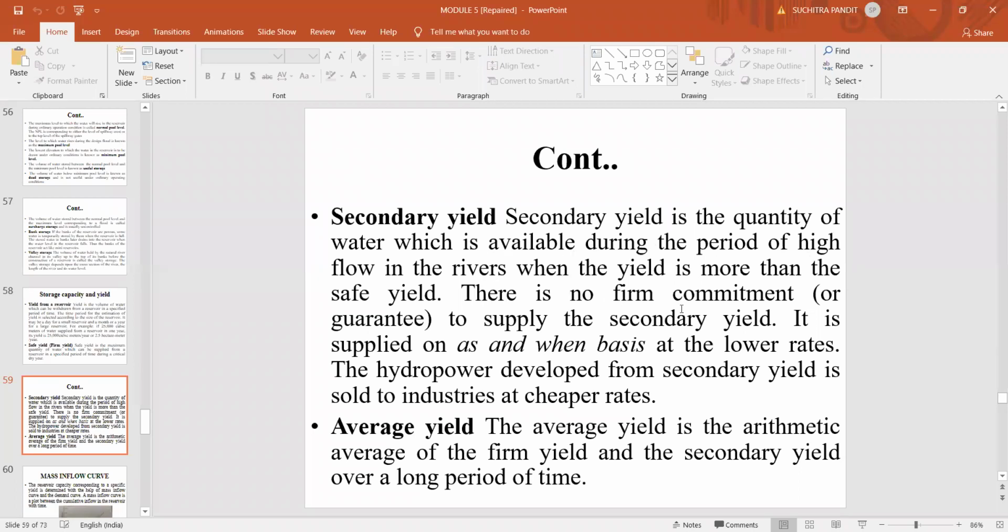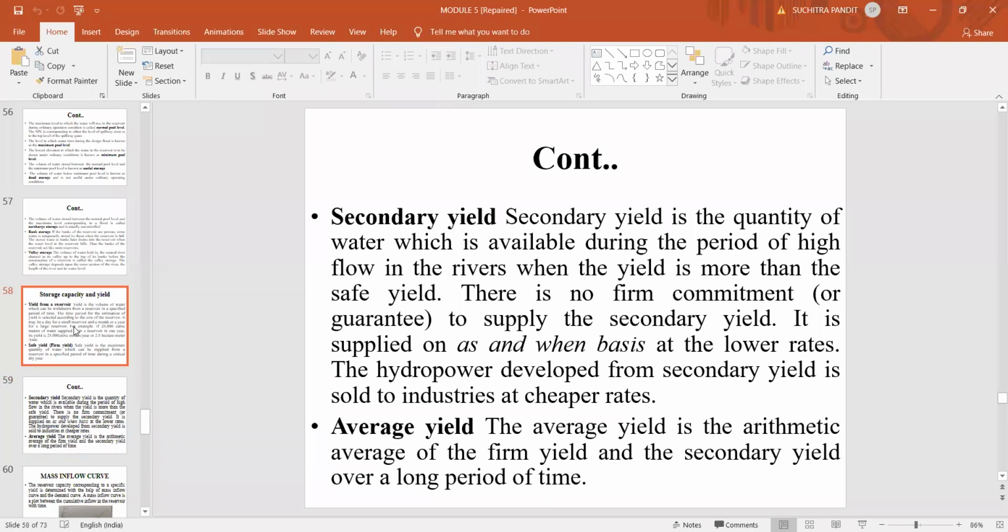There is no firm commitment or guarantee to supply the secondary yield. So it is supplied as and when available, at lower rates. Basically, secondary yield is nothing but whatever water can be available for crops during high flow in the river. Next is the average yield. The average yield is the arithmetic average of the firm yield or safe yield and the secondary yield over a long period of time.